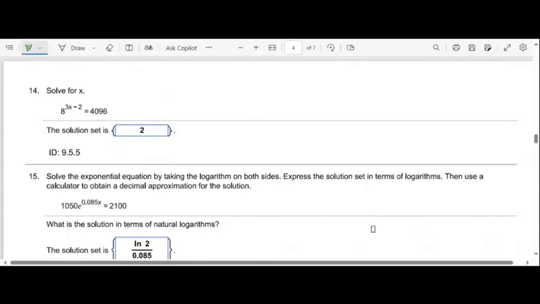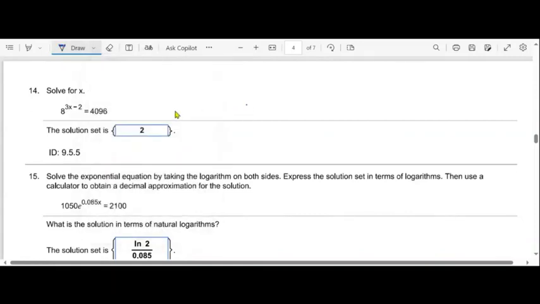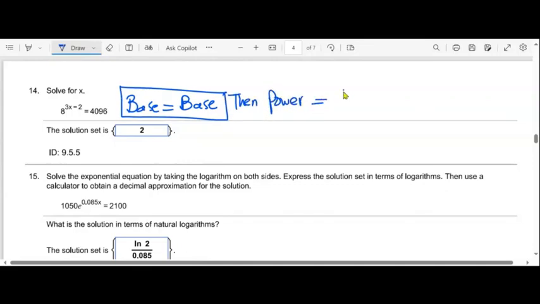Solve for x. That's exponential. How can I solve for x here? 3x minus 2, it will give us x. Now 8 to the power of x. What I noticed, the first thing we need to work on is on the powers. Yes, but just wait. Let me go with you regarding the rules. The base equals the base, then power equals power.